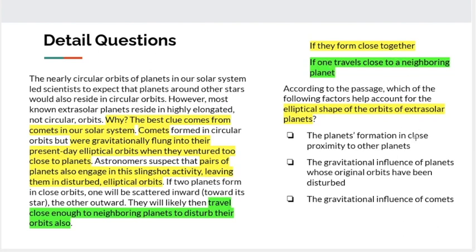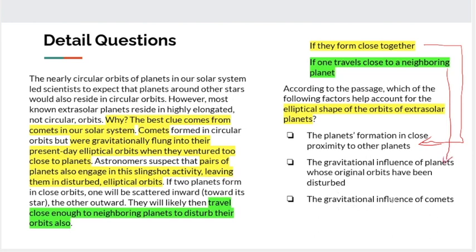So we have those two pieces of information. We turn our attention to the answer choices. The planet's formation in close proximity to other planets, that is a really good match for the bit in yellow. The gravitational influence of planets whose original orbits have been disturbed. So that's a bit of a mouthful, but we turn back here and it says the ones that have been disturbed will likely then travel close enough to neighboring planets. They will exert a gravitational influence on other planets if their original orbits have been disturbed. So that's a match there.